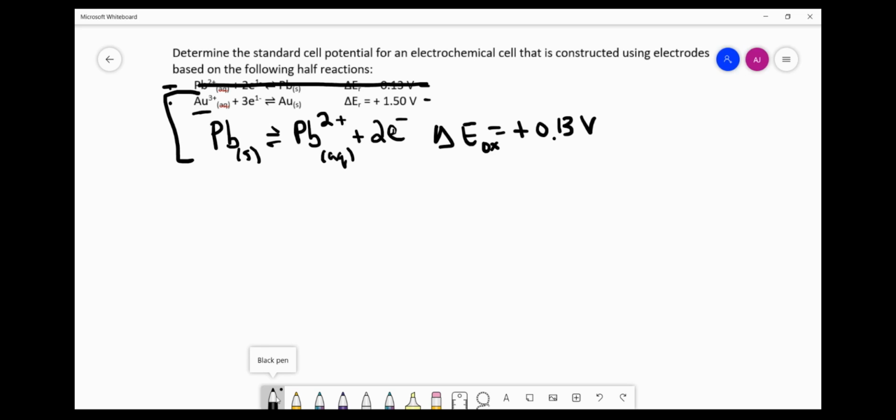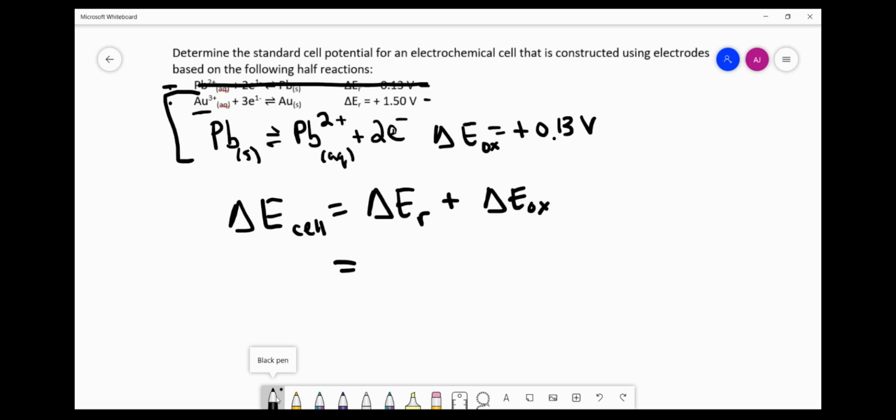In the content section of Brightspace, they ask you to balance the electrons gained and lost. If we're just trying to find the cell potential, that doesn't matter, so I'm not going to right now. The cell potential is going to be equal to the reduction potential plus the oxidation potential. 1.50 volts plus 0.13 volts.